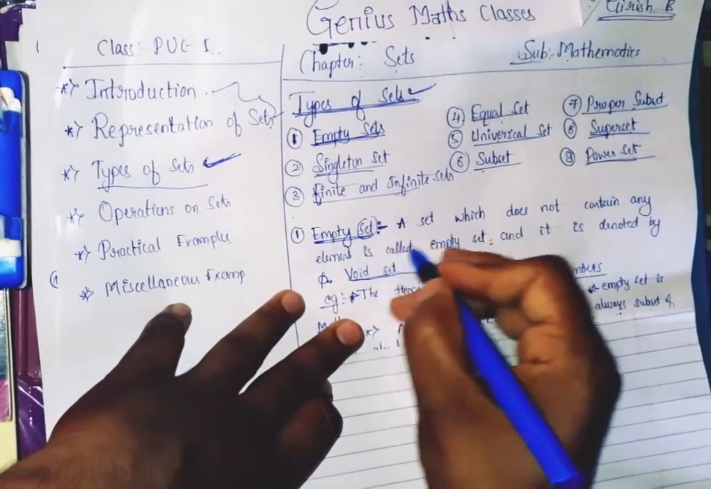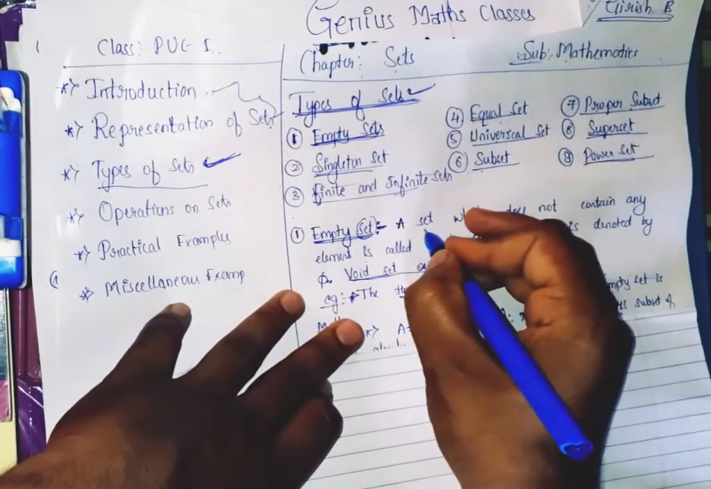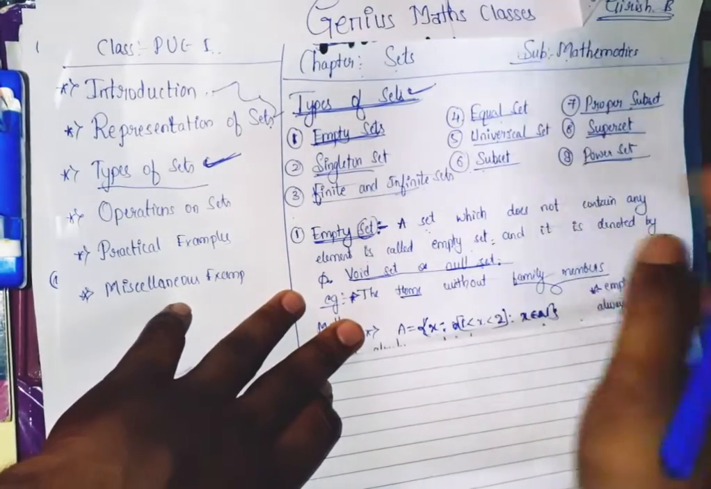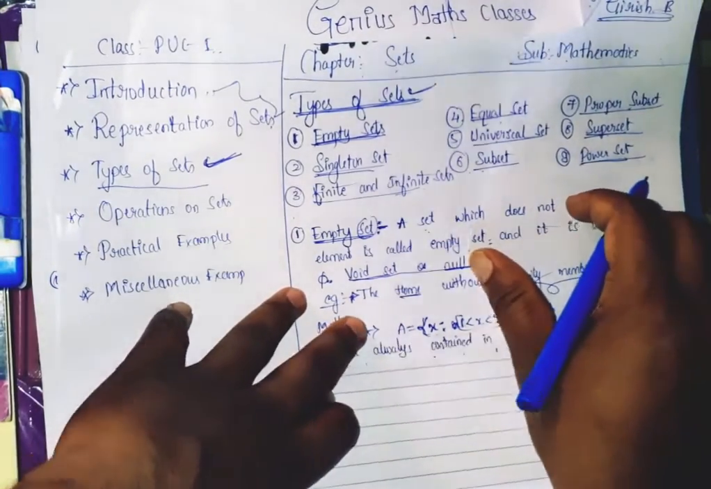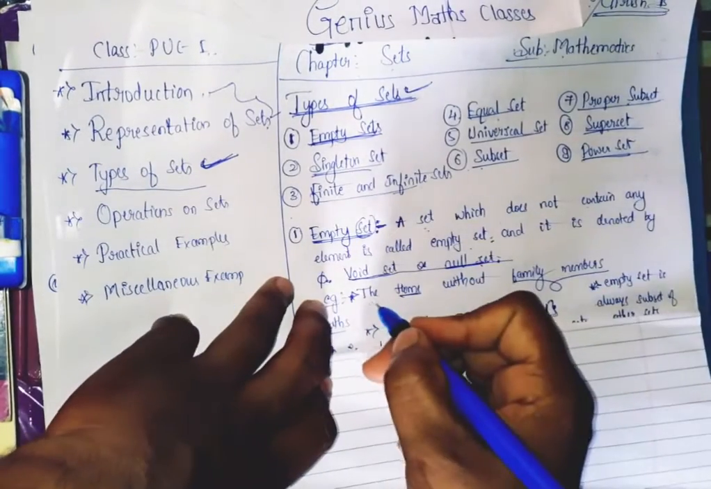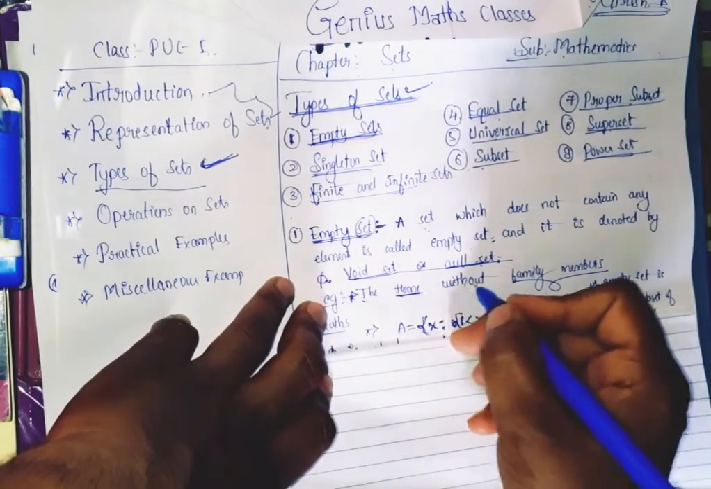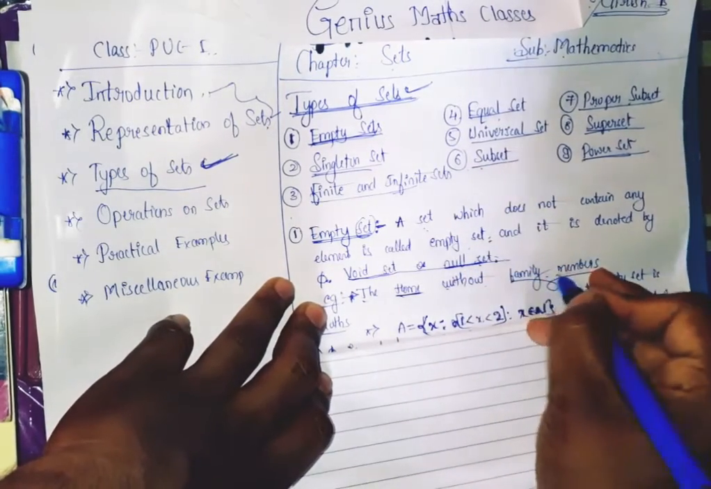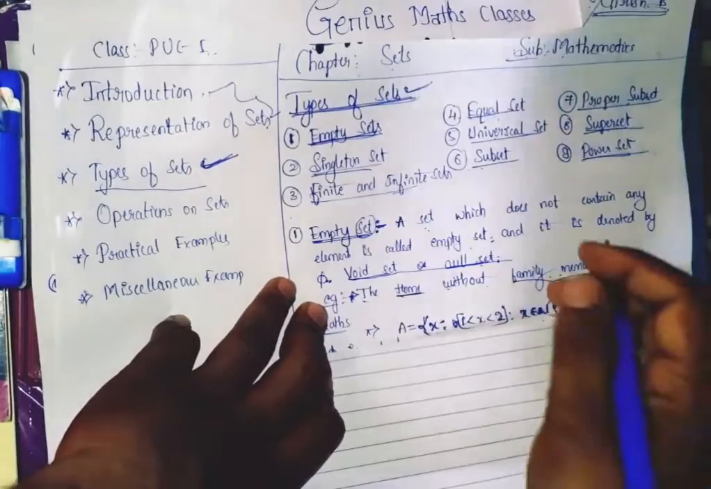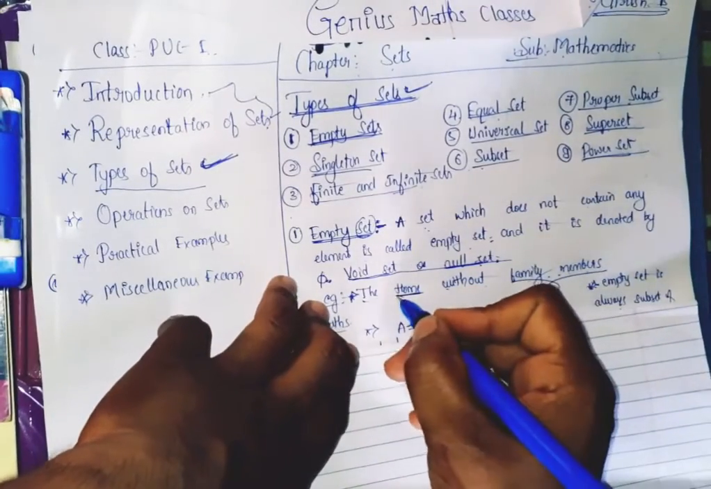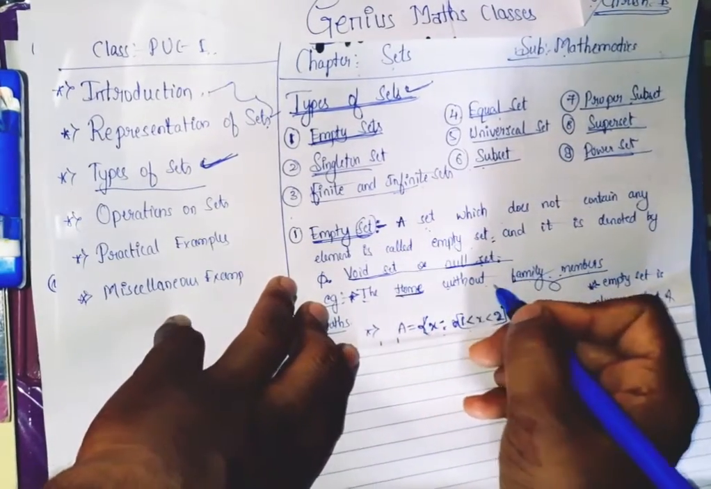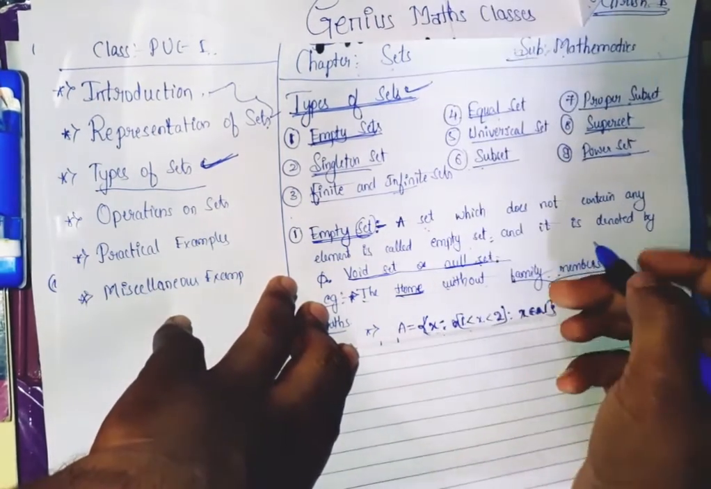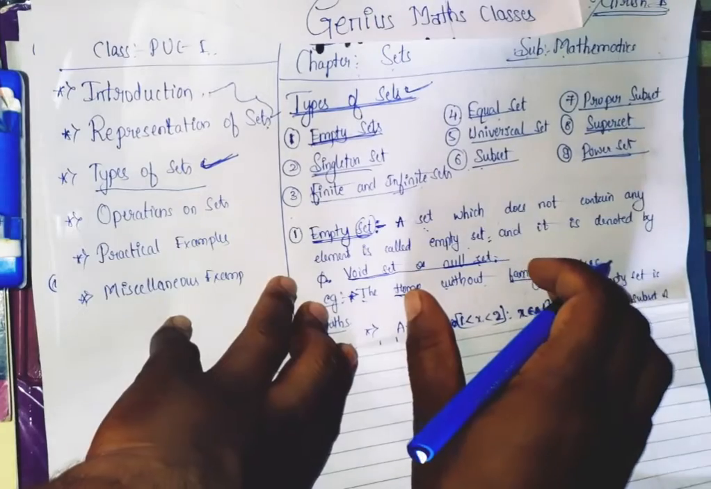So the meaning of this empty set is the set does exist, but it doesn't contain any elements. The best example for this is the home. The home is a set, and the home doesn't contain family members. The home without family members is the best example for null set, because the set home does exist, but the elements, the family members, do not exist.